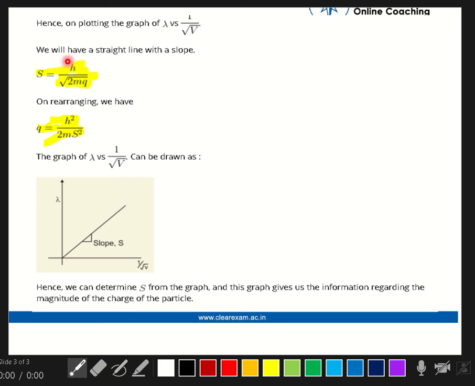So we will have a straight line with the slope s equals h by root 2mq. From this, q equals h square by 2m s square. This is the required graph, where slope s equals h by root 2mq.